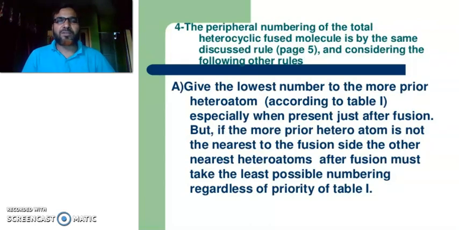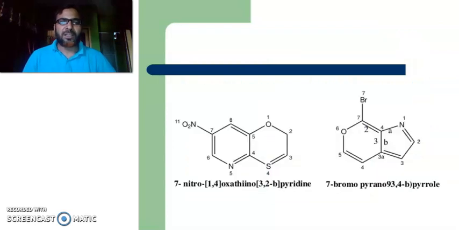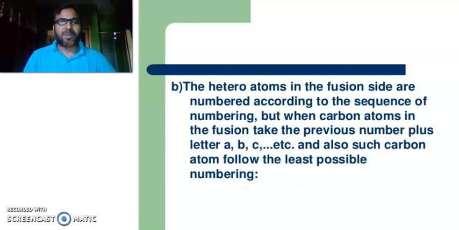Now give the lowest number to the higher priority heteroatom according to table 1, especially when it is present just after fusion. But if the higher priority heteroatom is not nearest to the fusion side, the other nearest heteroatom after fusion must take the least possible numbering regardless of priority in table 1. So you can see 7-nitro-1,4-oxathiino[2,3-b]pyridine, 7-bromo-pyrano[3,4-b]pyrazoles. So friends, I hope this video will be helpful to you.